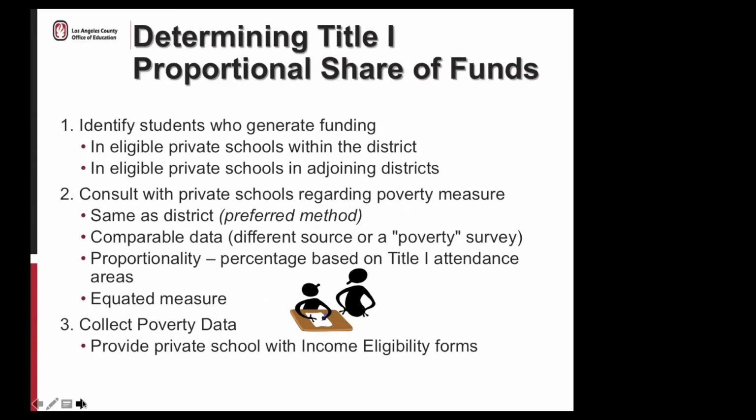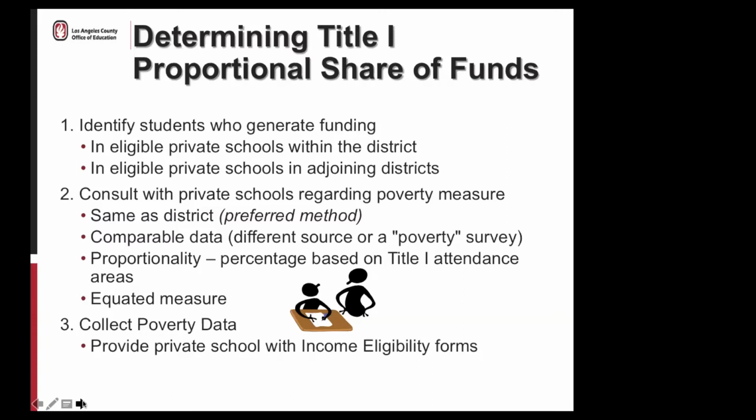So here are the steps to be taken in order to determine the Title I proportional share. First, you need to identify the private school students who will generate the funding. You will also need to know who the low-income families are in the eligible private schools within your district and the adjoining districts. Next, you'll need to consult with the private school in order to determine what you will use to measure poverty. Here are some choices. One, you can use the same measure of low income used to count public school children. Often that is the free and reduced lunch meal process. Or you can use comparable data.